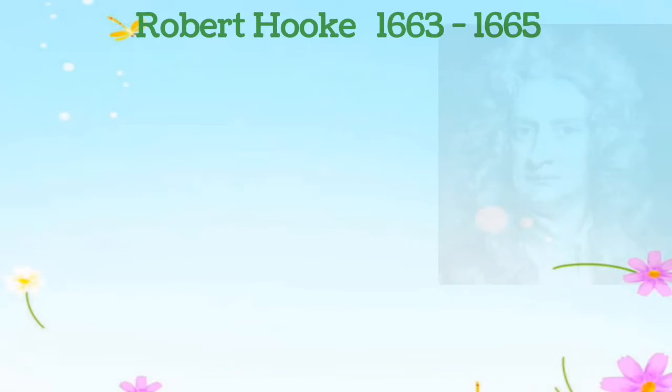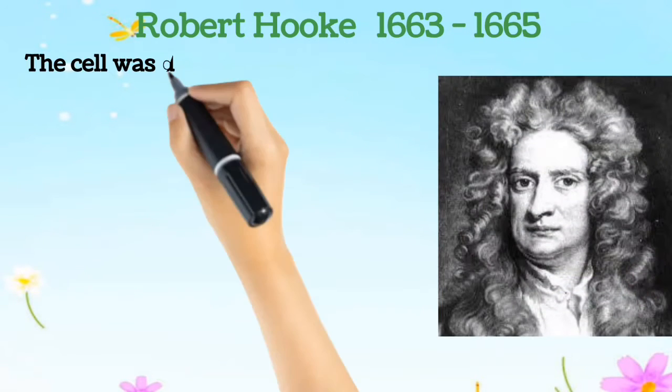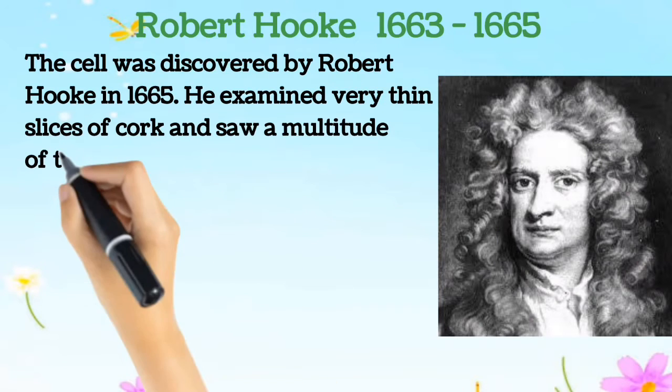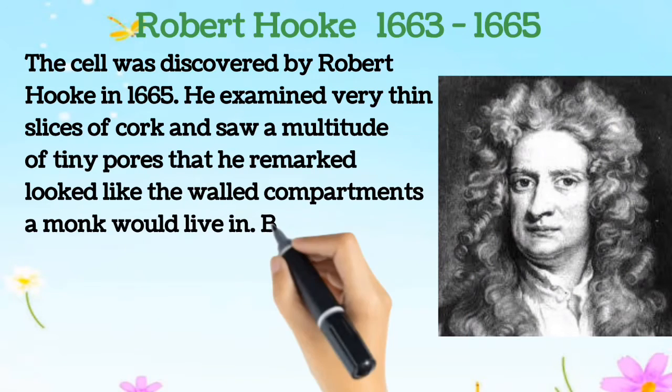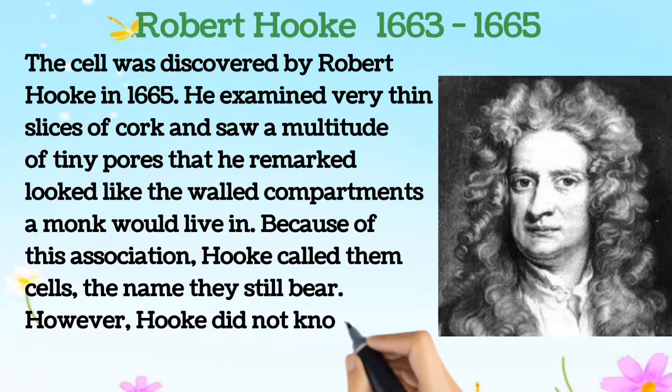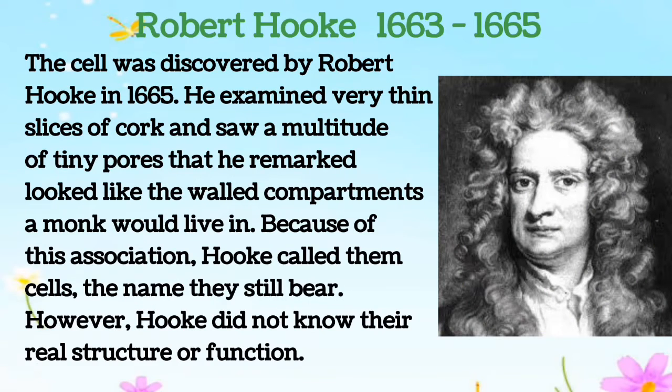Robert Hooke. The cell was discovered by Robert Hooke in 1665. He examined very thin slices of cork and saw a multitude of tiny pores that he remarked looked like the wall compartments a monk would live in. Because of this association, Hooke called them cells, the name they still bear. However, Hooke didn't know the real structure of a cell or the functions.